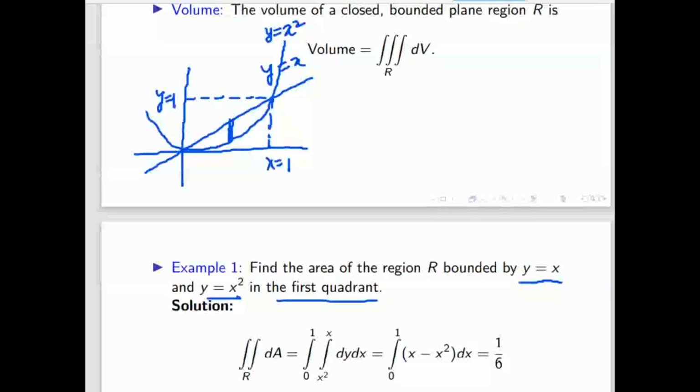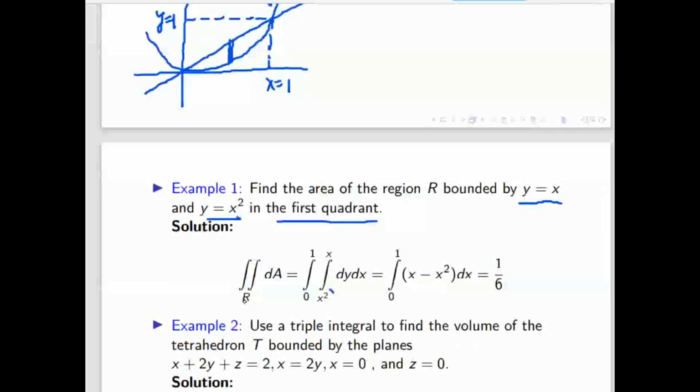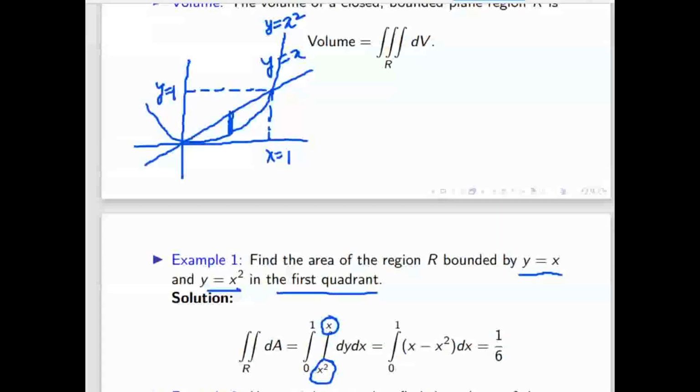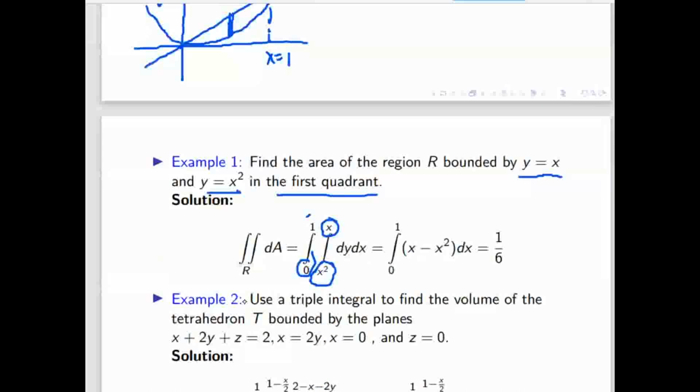So the bottom limit is x square. The upper limit goes up to y equal to x. Once we get this strip information from bottom to top, then we move from this point to this point. So from x equal to 0, it will go up to x equal to 1. That's why the limit of x is 0 to 1. Once you identify this and integrate it, you will get the answer 1/6.